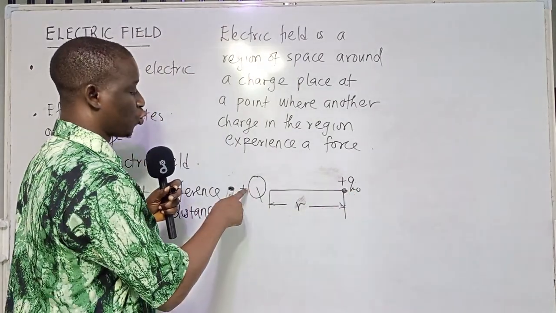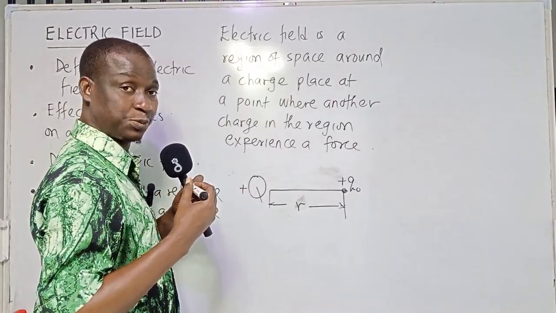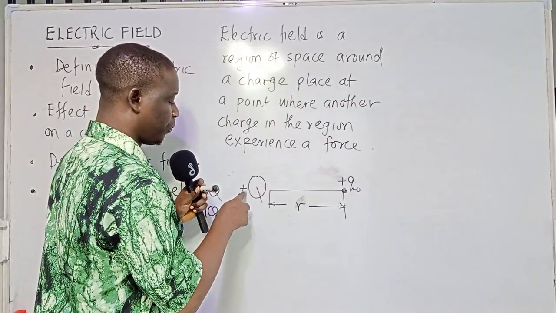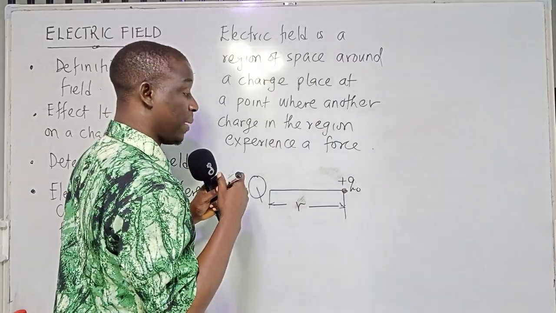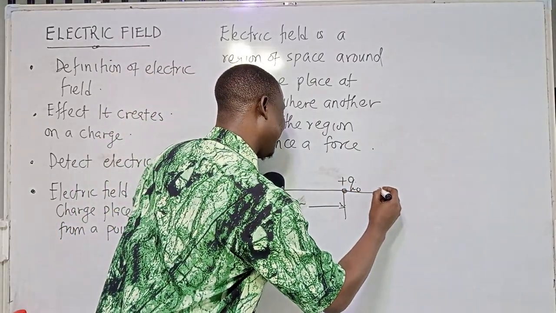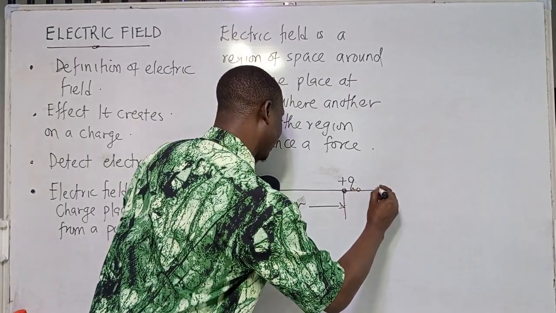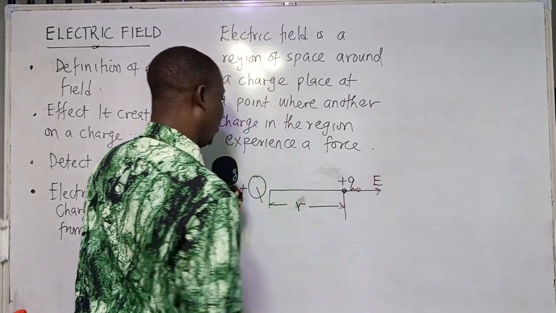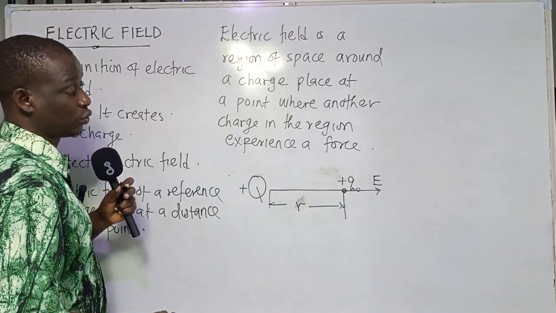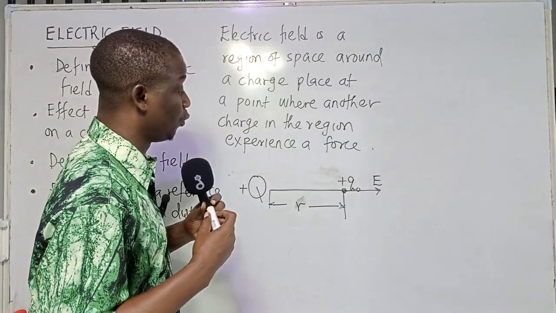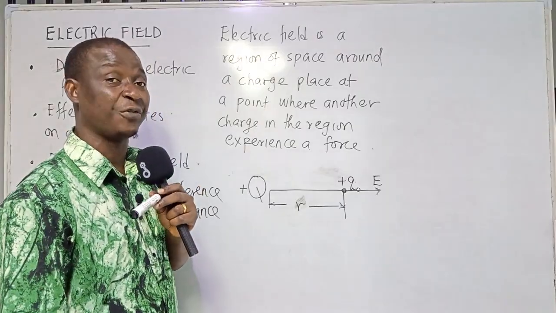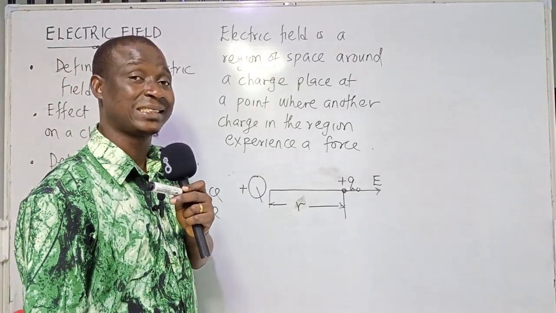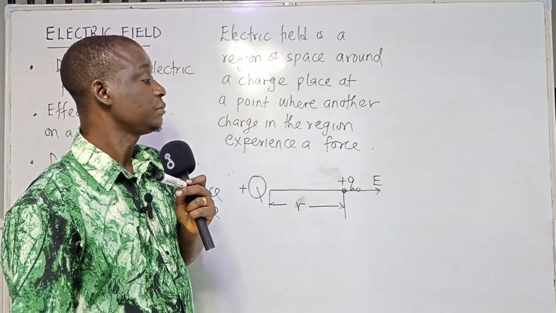What you're going to do is look at the reference charge. It is positive, okay? Positive and positive, what do they do? They will repel. So it will create its own electric field here. E will be created that way. That is what we call the electric field of a reference charge, or of a charge at a distance r from a point.